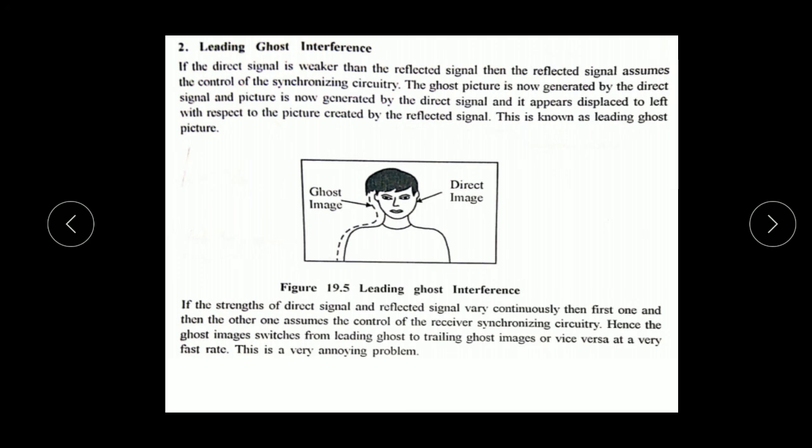If the strength of the direct signal and the reflected signal varies continuously, then first one and then the other assumes the control of the receiver synchronizing circuitry. Hence, the ghost image switches from leading ghost to trailing ghost images, or vice versa, at a very fast rate. This is a very annoying problem.